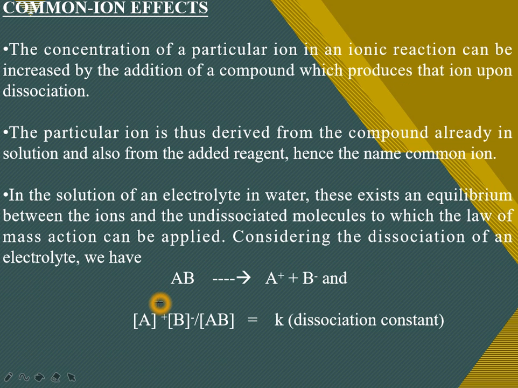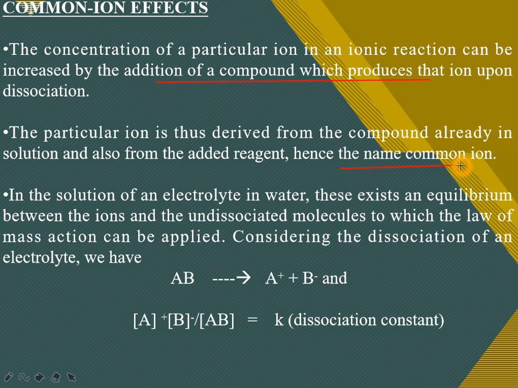Next is the common ion effect. In the common ion effect, the concentration of a particular ion in an ionic reaction can be increased by the addition of a compound which produces that ion upon dissociation. The particular ion is derived from a compound which can already be in the solution, or it can be obtained from the added reagent, and hence we call it a common ion. In a solution of an electrolyte in water, there exists an equilibrium between the ions and undissociated molecules, to which the law of mass action can be applied.